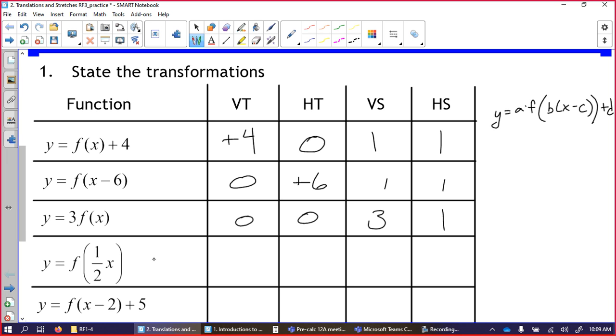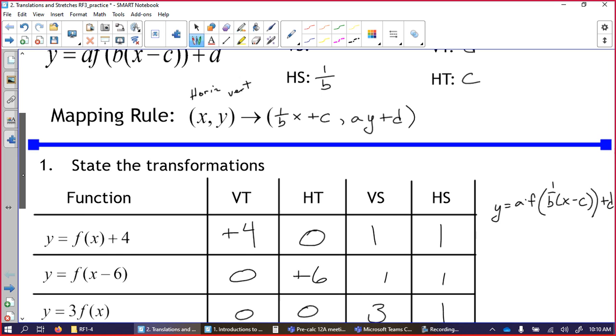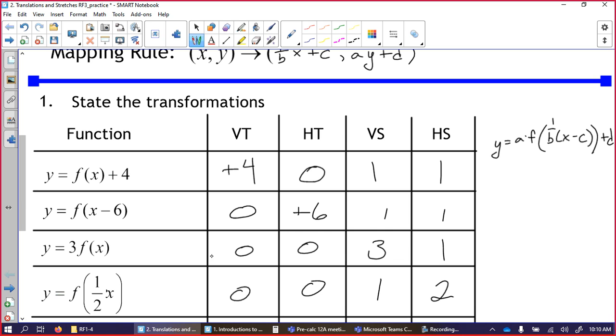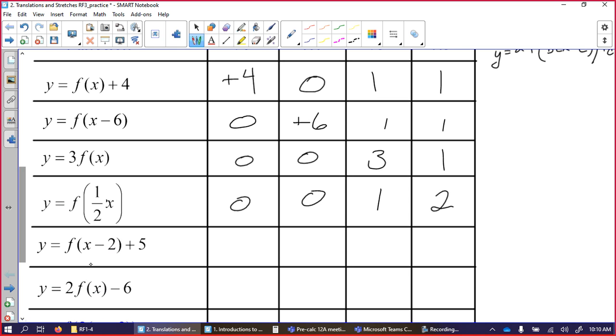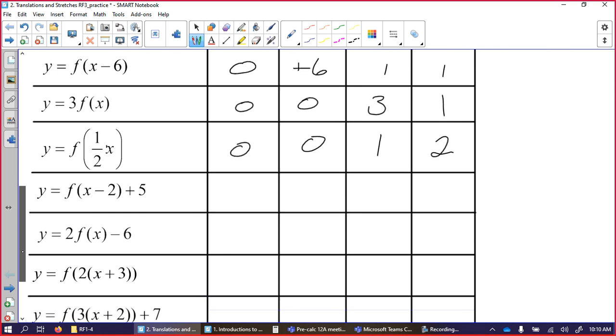F of 1/2 times x, that's going to be our b value. So again, 0, 0. There's no number out in front, so that's 1. So 1 over b gives us a horizontal stretch of 2. I would usually write it as that sort of thing. So that's your homework practice.